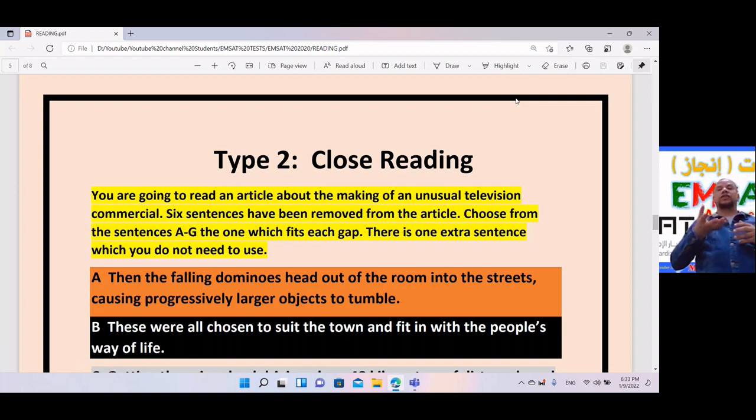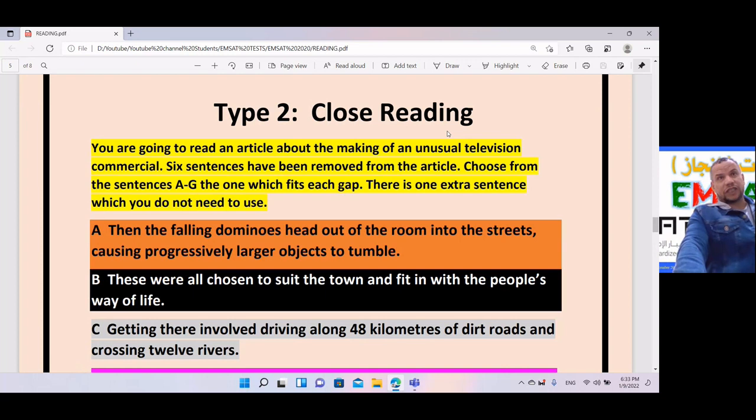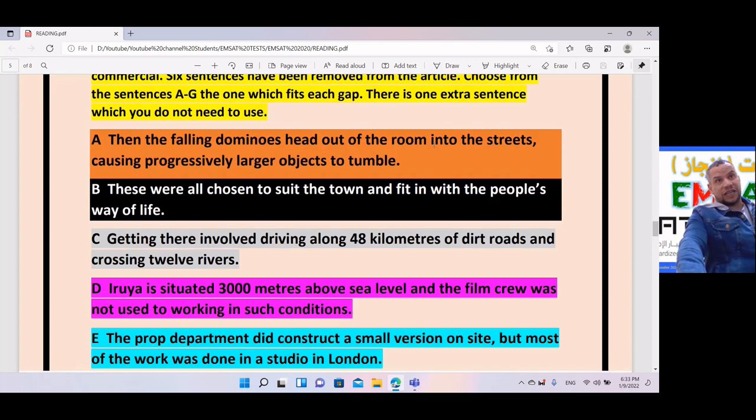So the meaning is your control. You have to go with the meaning of the sentences and the meaning of the sentences before and after, in the paragraph of the missing sentences. Let's see now here. Example, 6 sentences have been removed from the article. Choose from the sentences A to G the one which fits each gap. There is one extra sentence. We have 7 from A to G, so 1 is out, not our answer. Let's see the sentences, reading faster, getting the meaning.